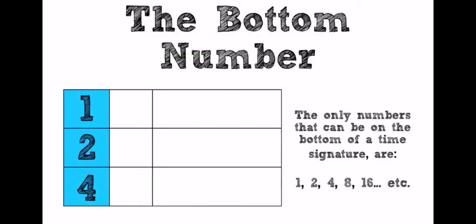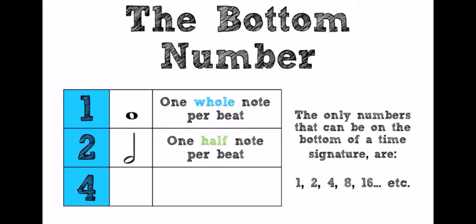The bottom number of a time signature is very important. To the left, we have the beginning numbers, which are 1, 2, and 4. A 1 on the bottom suggests there is one whole note per beat. A 2 on the bottom, there is one half note per beat. And a 4 on the bottom is going to be the most common for beginners, and it is one quarter note per beat. The only numbers that can be on the bottom of a time signature are 1, 2, 4, 8, 16, and it can go on even further, but it most likely doesn't. You can see that the pattern is just the numbers doubling each time.